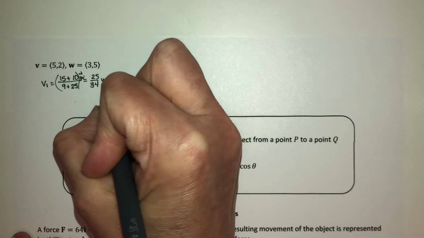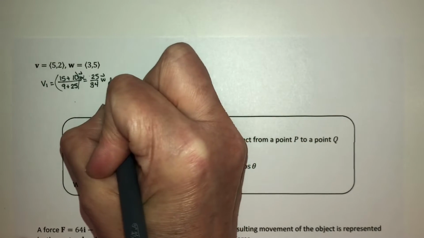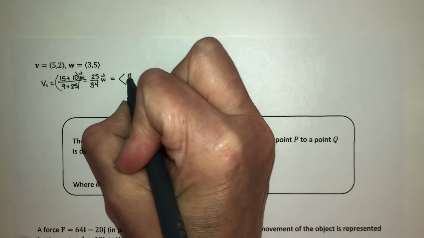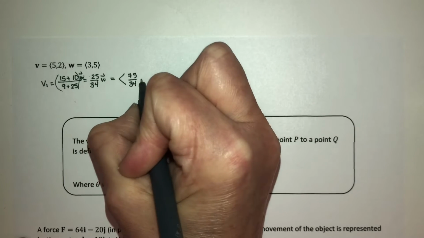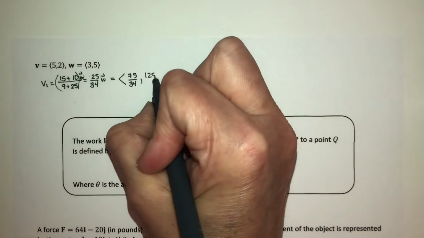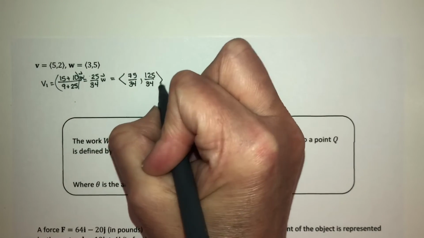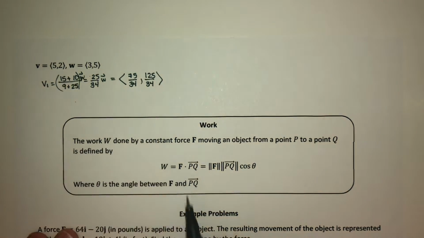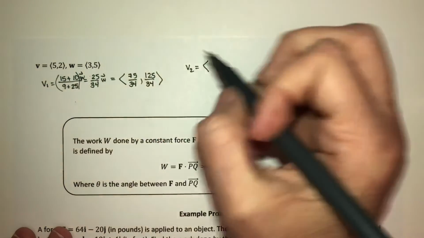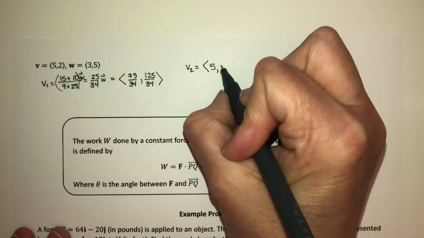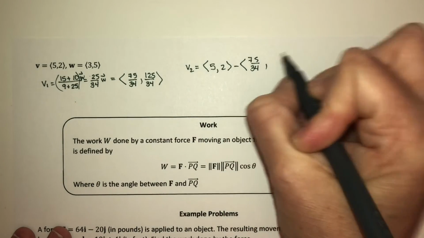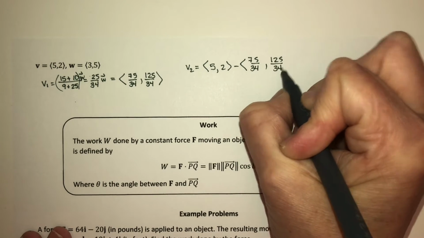Parentheses times the vector W. Which means that V1 is going to equal 25 over 34 times 3, which is 75 over 34. 5 times 25 over 34 is 125 over 34. So that's V1. To find V2, we take V minus V1, so 5, 2 minus 75 over 34, 125 over 34.